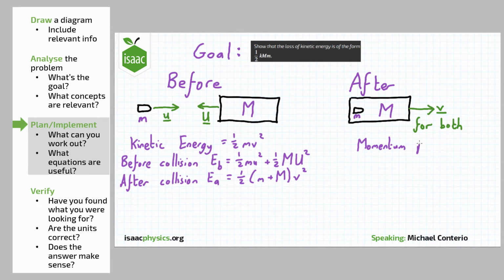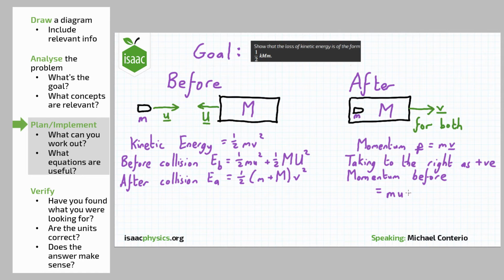Momentum is a vector given by p equals mv for an object. So in order to use the law of conservation of momentum, we need to choose which direction we're going to use as positive. Taking to the right as positive, the momentum before the collision is given by little m little u minus capital M capital U. The minus sign is because the velocity that we've drawn on capital U for the wooden block is acting to the left. The momentum after the collision is given by the sum of the masses, little m plus big M, all multiplied by v, because as we've drawn it in the diagram, the velocity v is acting to the right.